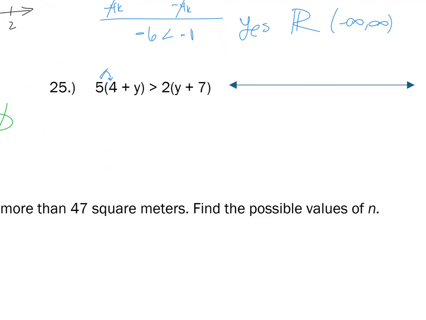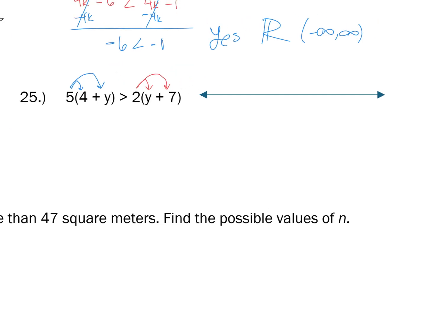Distributing our 5, distributing our 2. Why did I not divide? Because 5 and 2 are not compatible as far as they would divide each other evenly. I mean, we could have, but I just didn't want to.